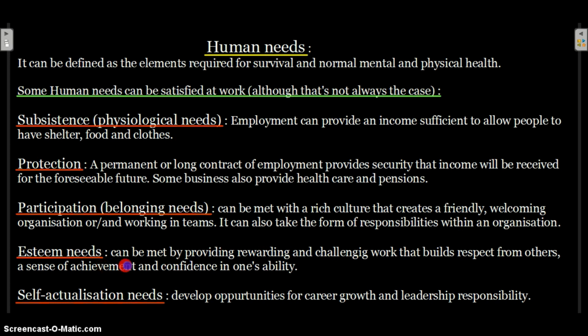There are esteem needs as well. Esteem needs can be met by providing rewarding and challenging work that builds respect from others, a sense of achievement, and confidence in one's ability.